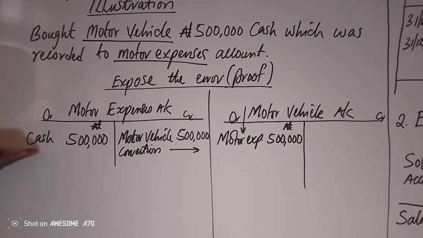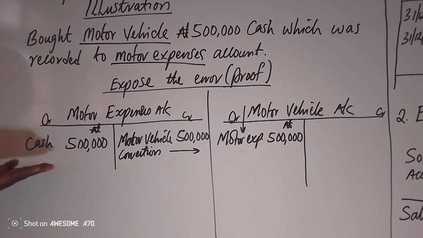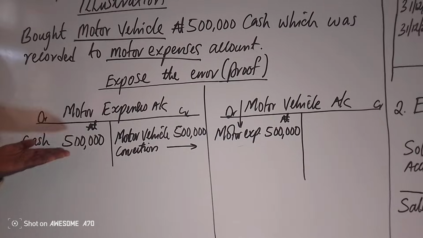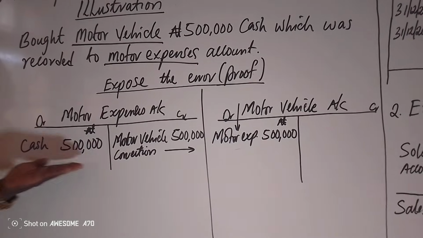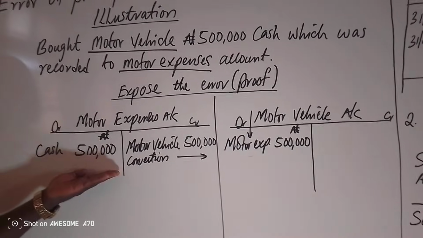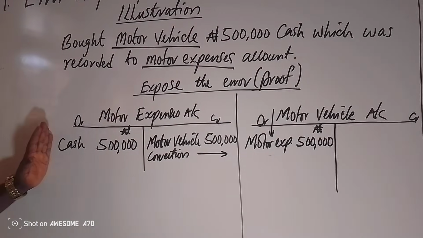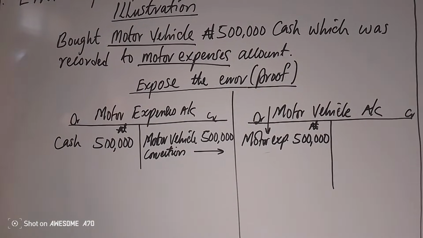What you see here is the exposure of the transaction. That's actually what happened. On that given day, motor expenses was debited wrongly with 500,000. So how do you correct the error? To correct the error here means to take this 500,000 out of the motor expenses account.